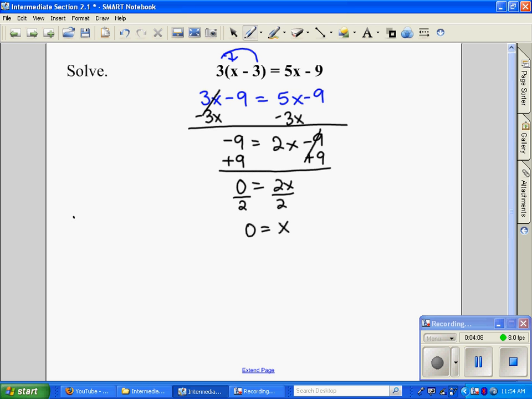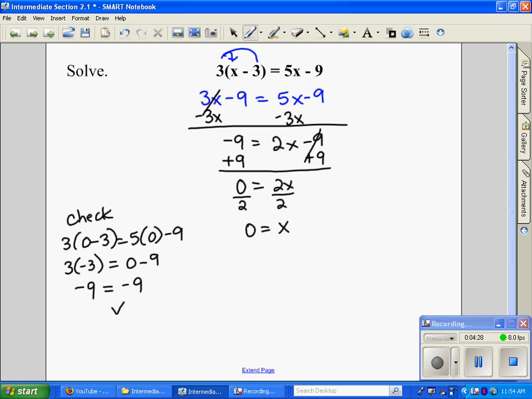If I want to come over here and check that, I'm going to get 3 times 0 minus 3 equals 5 times 0 minus 9. That's 3 times negative 3. 0 minus 9, which is just negative 9, equals negative 9, and that solution checks as well.